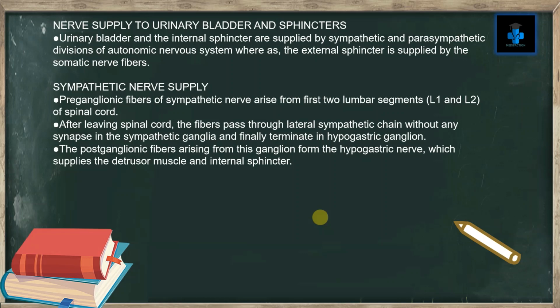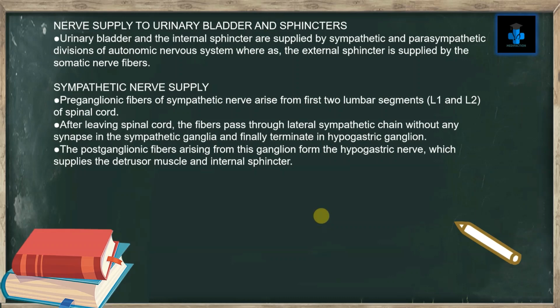Sympathetic nerve supply. Preganglionic fibers of sympathetic nerve arise from the first two lumbar segments of spinal cord. After leaving spinal cord, the fibers pass through lateral sympathetic chain without any synapse in the sympathetic ganglia and finally terminate in hypogastric ganglion. The postganglionic fibers arising from the ganglion form the hypogastric nerve, which supplies the detrusor muscle and internal sphincter as well.